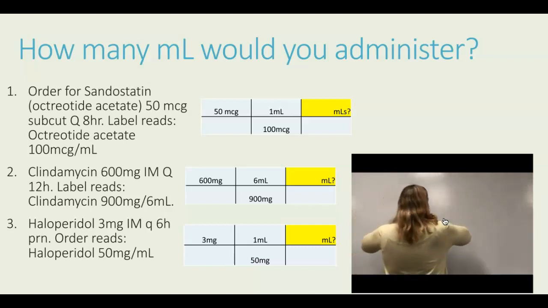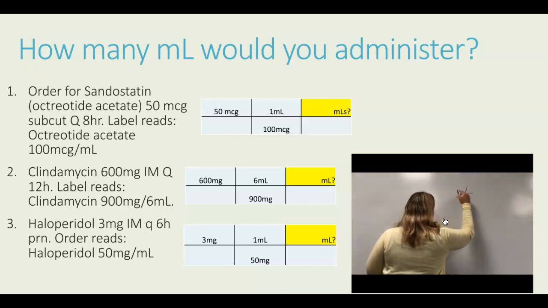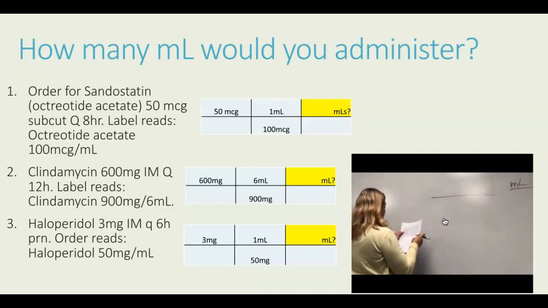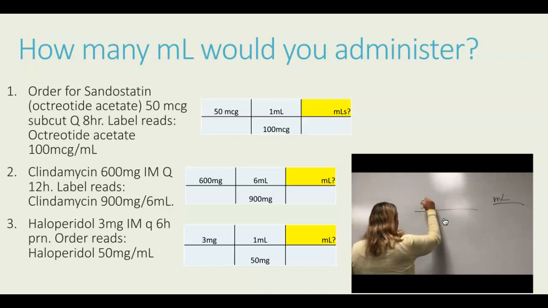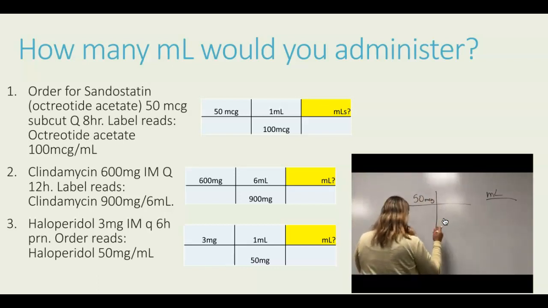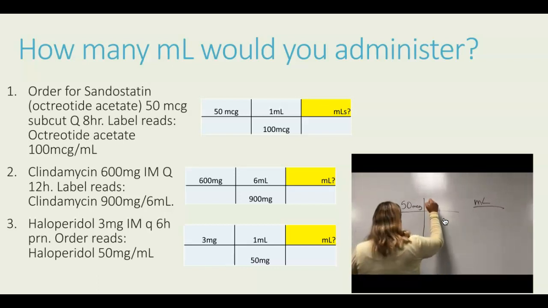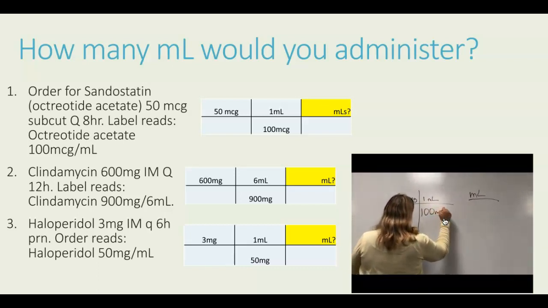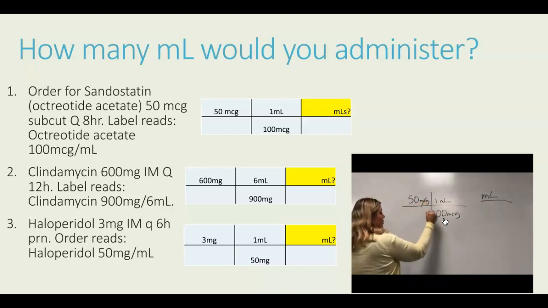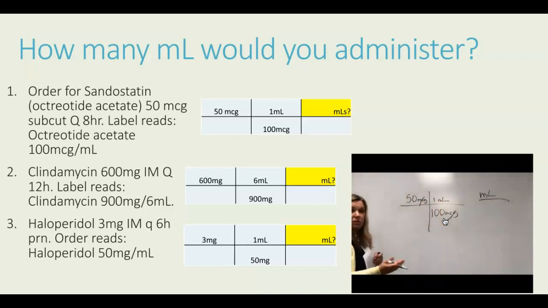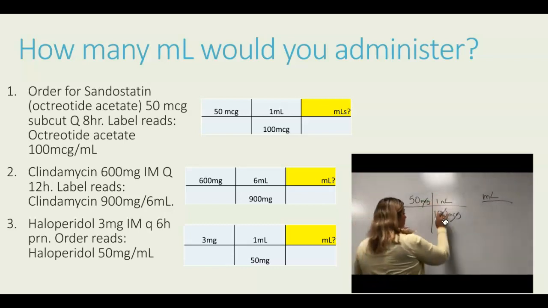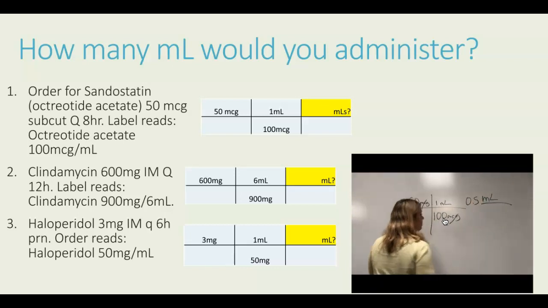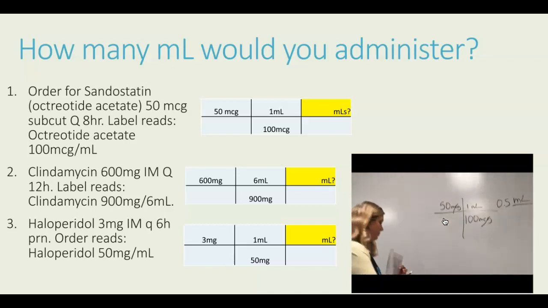All right, so I've got to set it up where I have milliliters left all by itself, okay? My order reads for 50 micrograms, and it is supplied by a pharmacy, and 1 mL, I've got 100 micrograms. No conversions are necessary because I've got micrograms over micrograms. I'm left with milliliters by itself, and 50 times 1 divided by 100, you can probably guess that that's going to be 0.5. Okay, so 0.5 mL for question number 1.